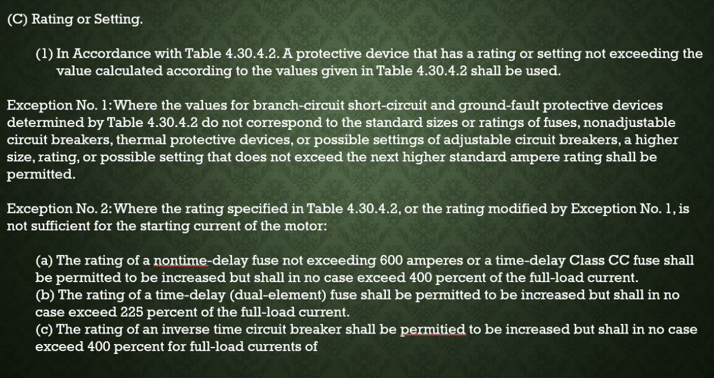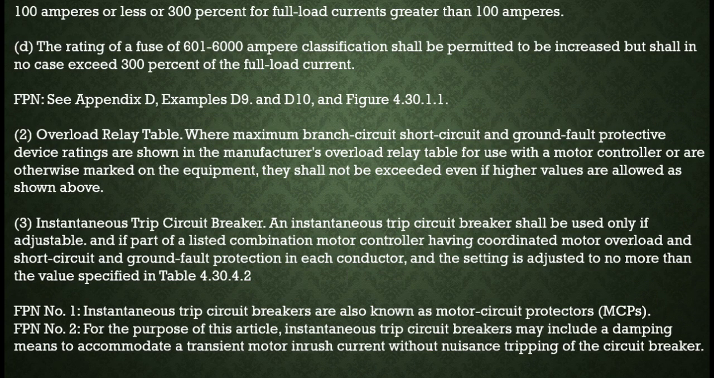Inverse time circuit breakers can increase, but not over 400%. And for full load currents greater than 100 amps, the rating can be increased to a maximum of 300%. For fuses of 601 to 6000 ampere classification, the rating can be increased but not over 200% of the full load current. Maximum ratings in the manufacturer's overload relay table must not be exceeded.